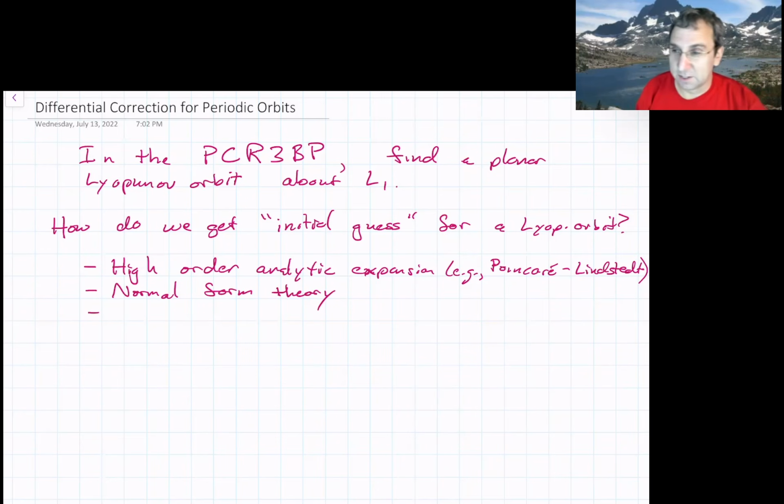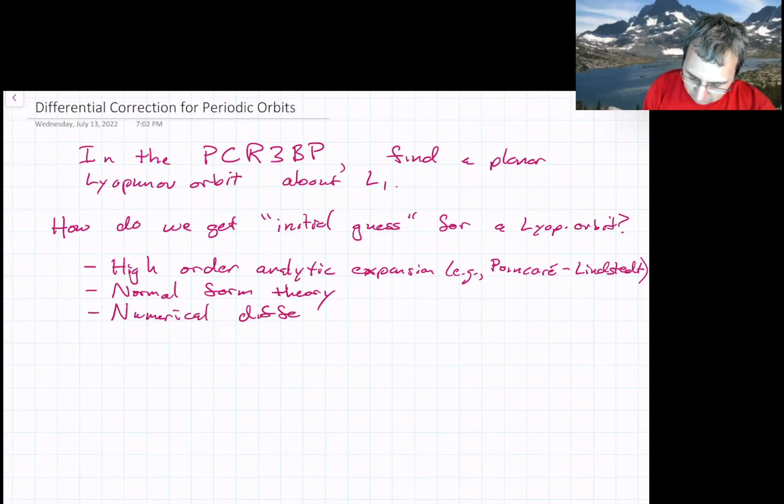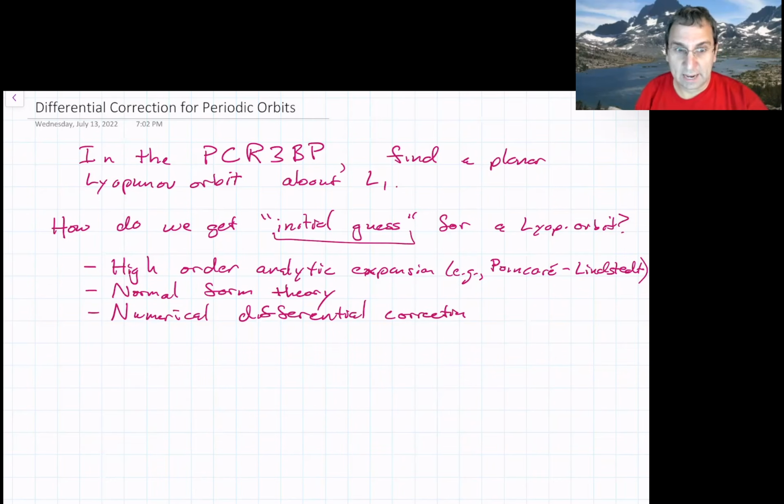The one that I'll talk about is, I guess you could think of it as kind of brute force, but it has some elegance to it. And that would be numerical differentiation or numerical differential correction. I guess that wouldn't be necessarily an initial guess. This would be an accurate periodic orbit. And this is what I'll do today.